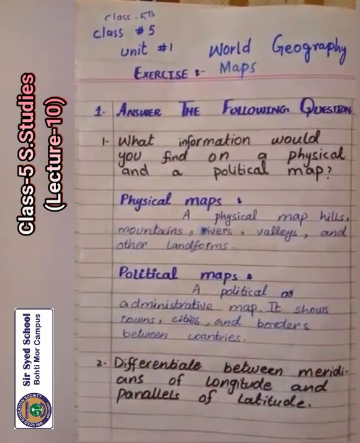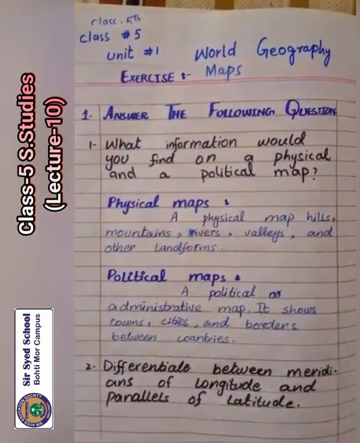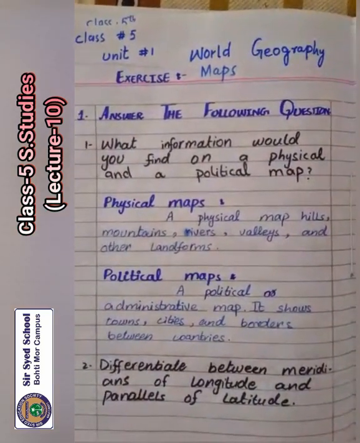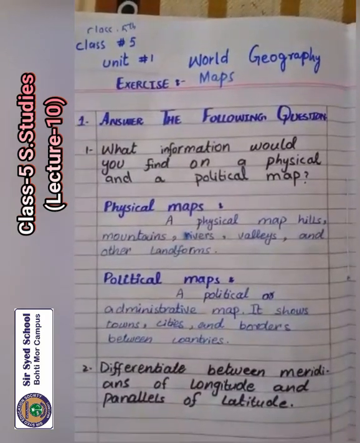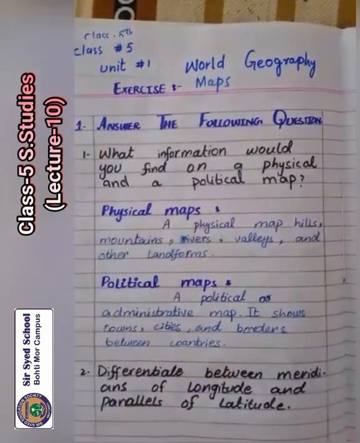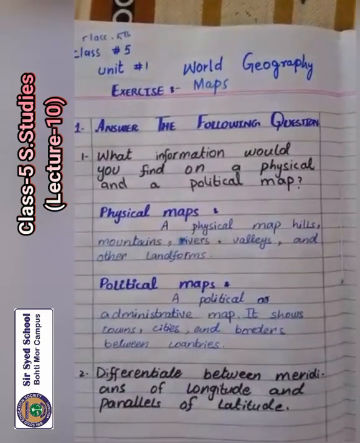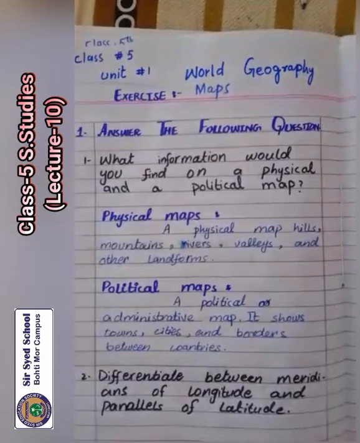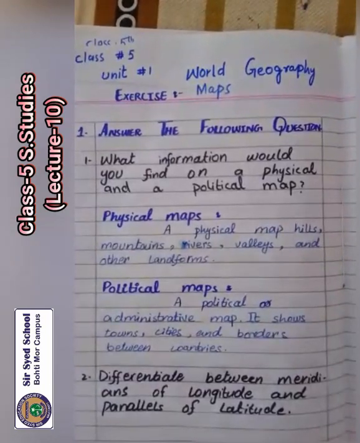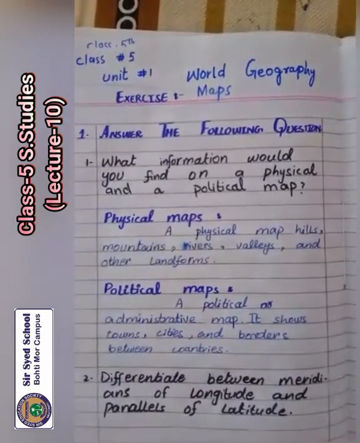Part 1, Maps. Question number 1: What information would you find on the physical and political map? Physical map or political map? First, physical map. A physical map shows hills, mountains, rivers, valleys and other landforms. Or political map, a political or administrative map. It shows towns, cities and borders between countries.